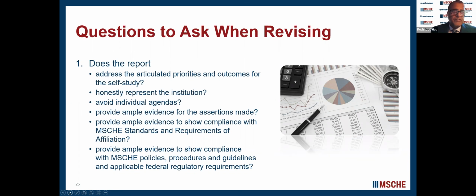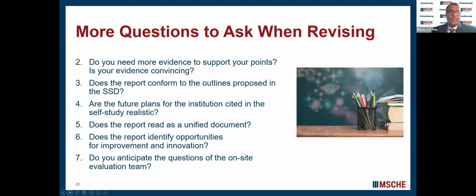So that's why the evidence inventory becomes quite important. And then provide ample evidence to show compliance with Middle States policies, procedures, and guidelines, and also federal regulatory requirements. So there are policies to worry about, there are procedures and guidelines to worry about, federal regulatory authority, and then requirements of affiliation, as well as the standards for Middle States. Some of the other questions: do you need more evidence to support your points? Is your evidence convincing? Does the report conform to the outlines proposed in the self-study design? So connecting it to the self-study design becomes very important.